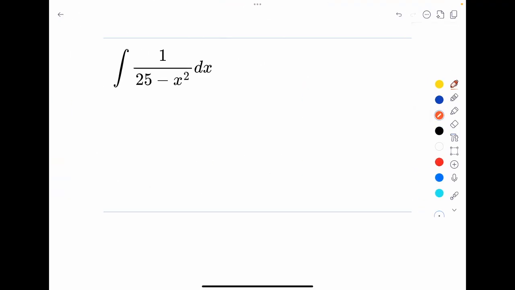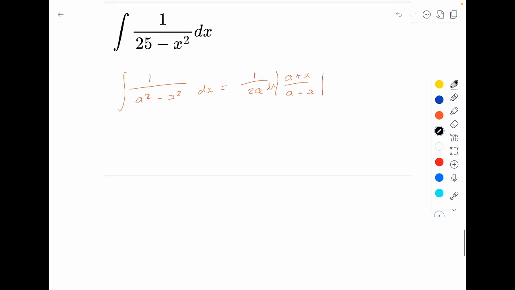Alright, now for this one, guys, we're going to be following this identity. So 1 over a squared minus x squared. Okay. The identity here is we're going to get 1 over 2a ln of a plus x over a minus x. Okay, again, this is all on the formula sheet. So in this instance, a squared is equal to 25, so therefore a is going to give me 5.